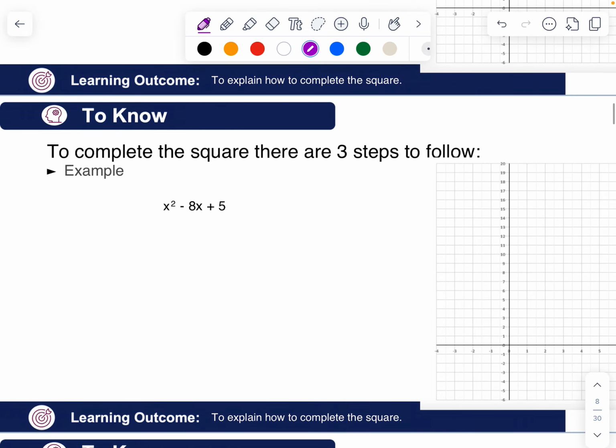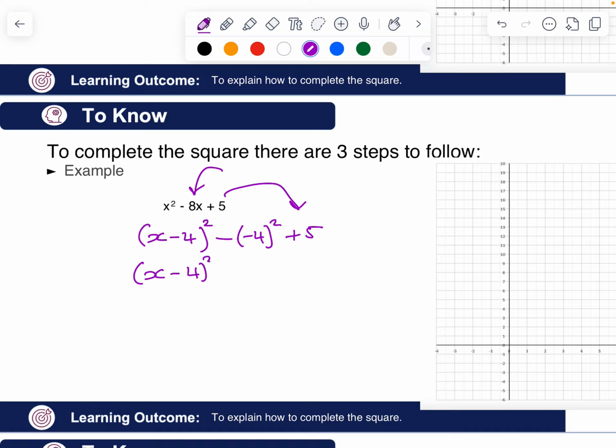Right, let's go and have a go at another question then. Maybe pause it, have a go yourself, but I'm going to go straight in. This time it's a negative 8. So in my bracket, I'm going to have x minus 4 squared. You still take away the number that's inside, so negative 4 squared. And then again, don't forget you have to have the plus 5 at the end. So x minus 4 squared. Negative 4 squared is 16 plus 5. So if I just tidy that up, negative 16 plus 5 is negative 11.